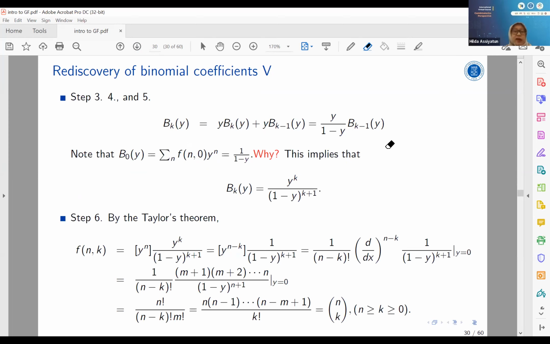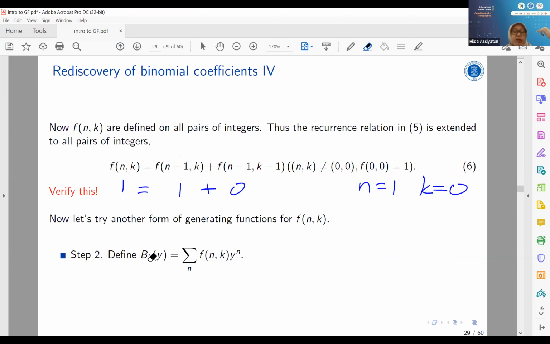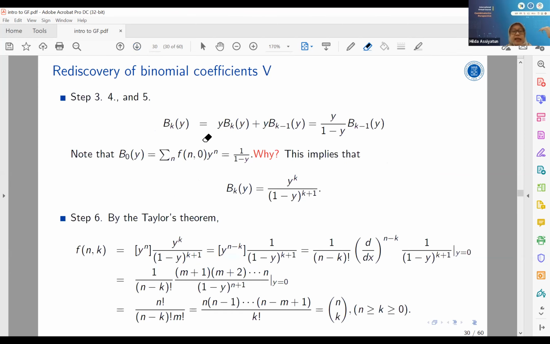Now we will try to... we haven't got, this is still in iterative formula. We want to know what is bky. We note here that b0y is this one, by definition of bk. If k equals 0, then we sum up this fn0 y to the n, and this is equal to this one.